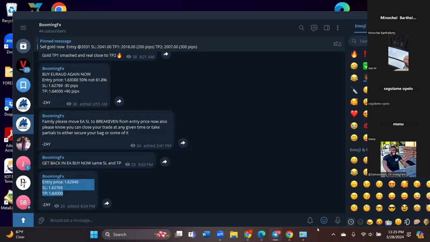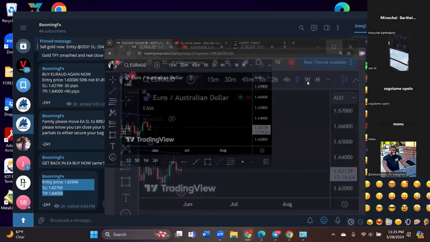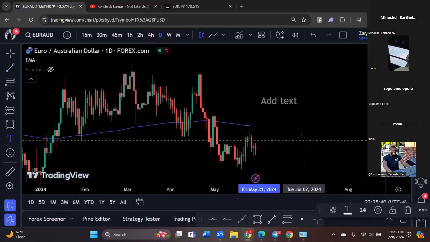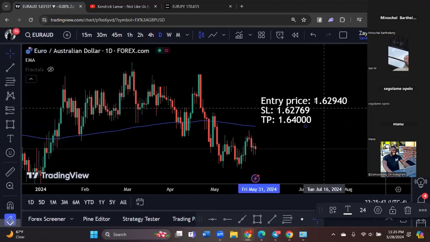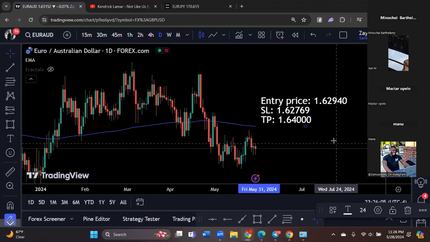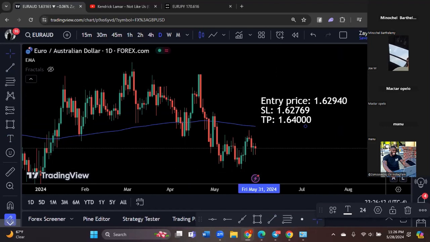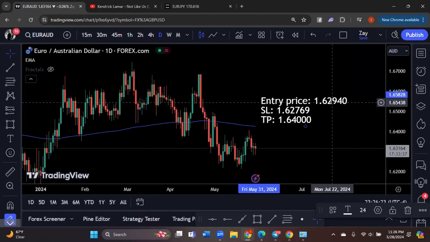If you look at the signal and go back and look at your chart, I'm going to place this here. It's telling you that the entry price is at 1.62940. Guys, right here, you have a little line that's telling you where the market currently is. It says 1.63139. Now, is that number higher or lower than the entry price? Where the market currently is, it says 1.63165, and the entry says 1.62940. Are we higher than the entry price or lower than the entry price? Which one are we?